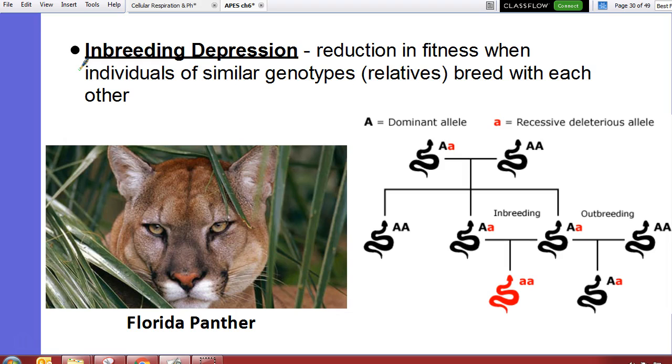So if you don't remember too much about genetics, totally fine, but basically remember they each have two alleles or two genes, right? Two versions.